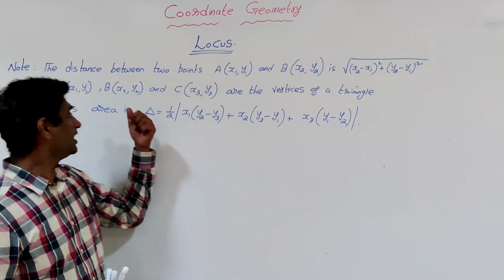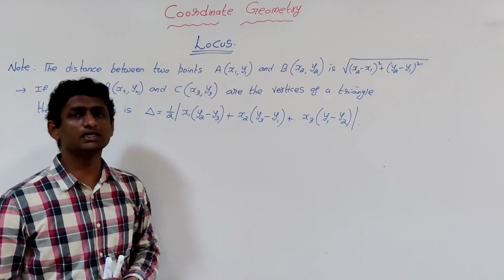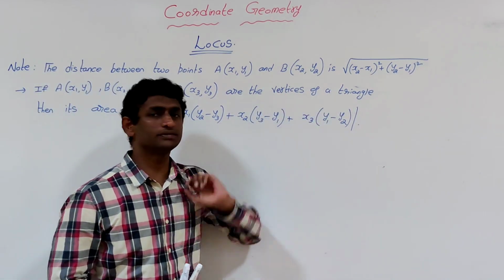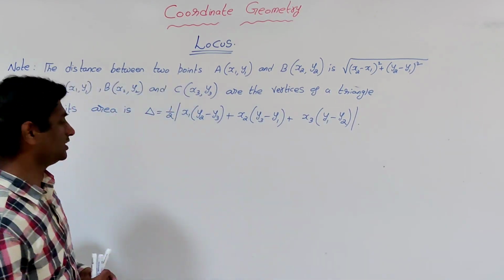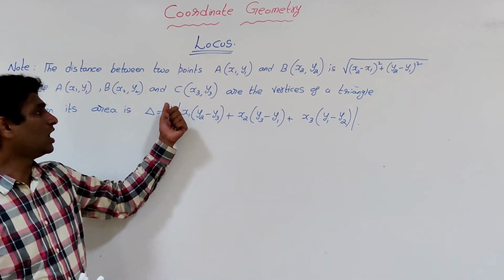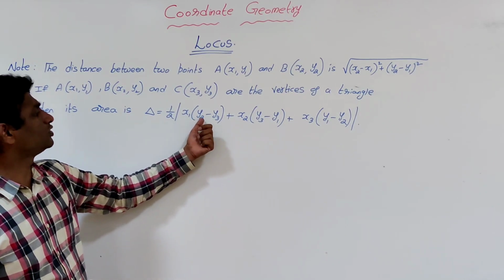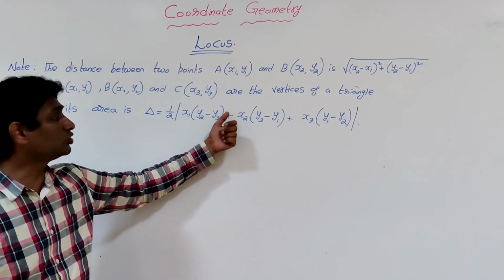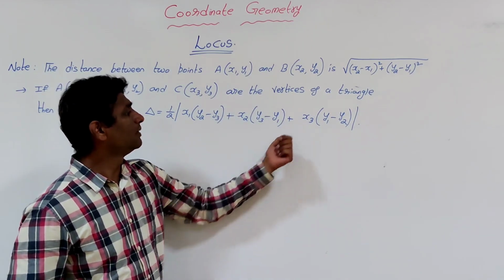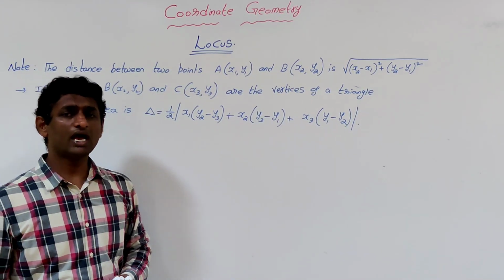And if A(x1, y1), B(x2, y2) and C(x3, y3) are the vertices of the triangle ABC, then its area is denoted by delta, which is half times modulus of x1 times (y2 minus y3) plus x2 times (y3 minus y1) plus x3 times (y1 minus y2). Now we'll have one example.